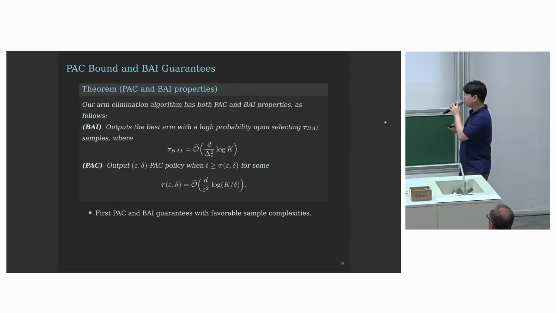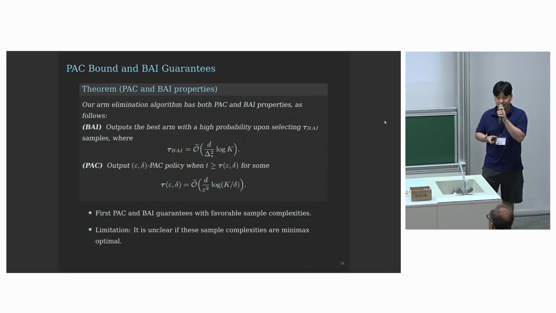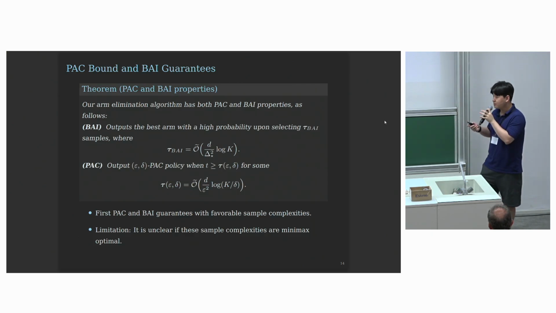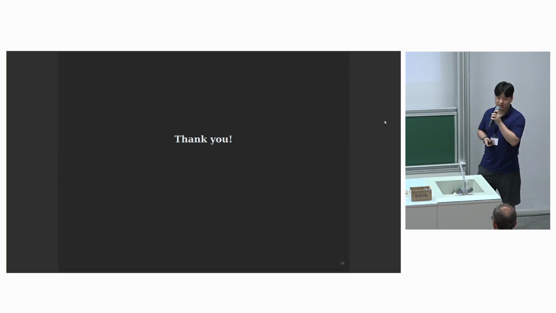I think these are some favorable sample complexities, but some limitations and future directions: I'm not sure these sample complexities are minimax optimal when the instances are given. So it can be some limitation or future direction. Okay, thank you very much for your attention.